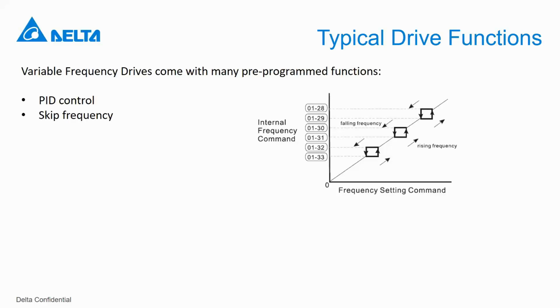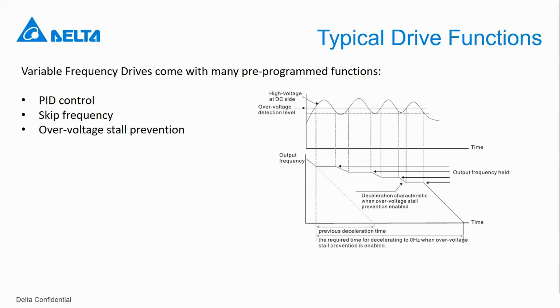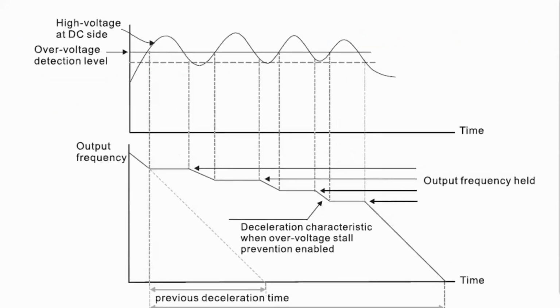Okay, so moving forward. Next, we have the overvoltage stall prevention. This is commonly used in applications which have a lot of inertia. Sometimes you have centrifugal fans which might take a few minutes to stop when they are running at full speed. You want the drive to be able to stop them properly, but you do not want to wait for a couple of minutes before that happens.